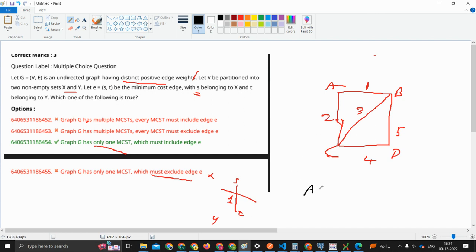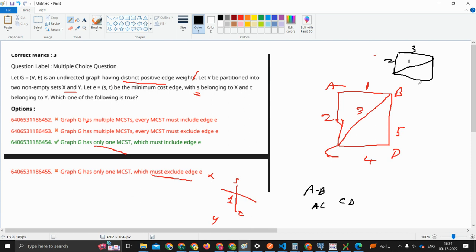AB, AC, and BC will not do because it will form a cycle, right? So CD. That's all. So it is not necessarily, I mean, is it required to always be in the MCST? That was the question, because there's this assumption in this answer also that we're always going to include that one.